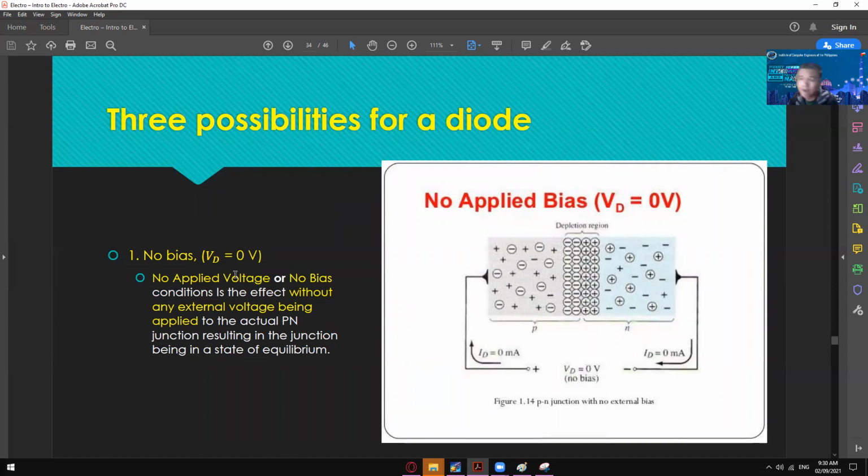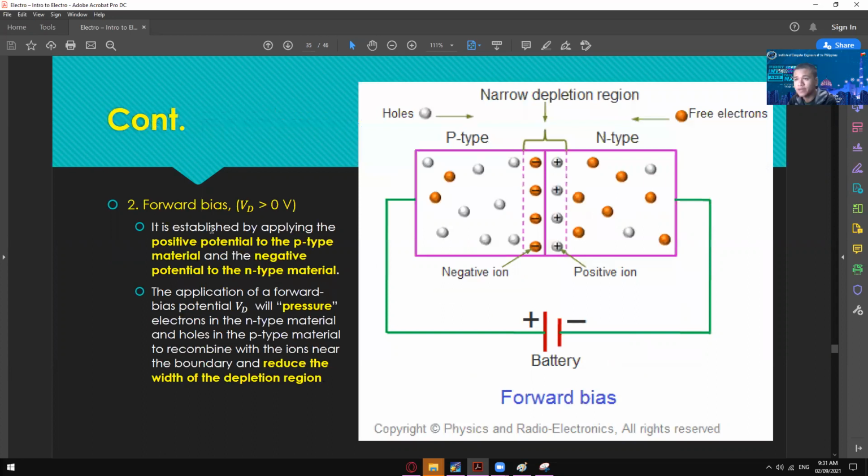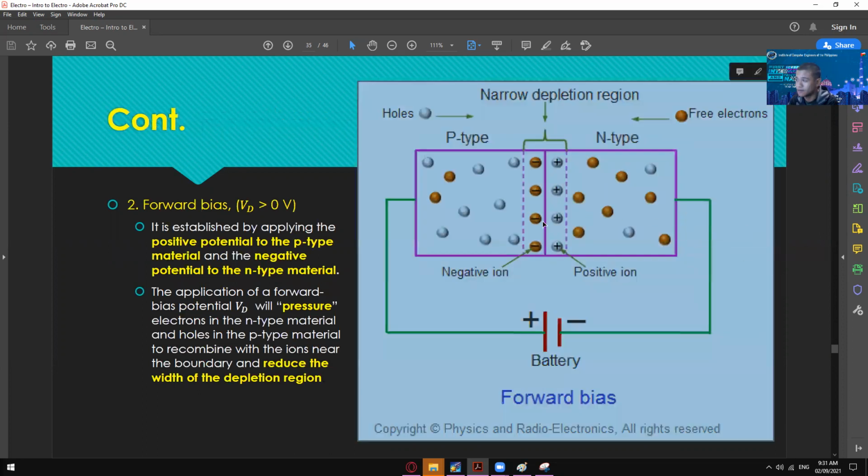All right, so we have three possibilities for a diode. First, the no bias. No bias means we didn't apply any voltage on it. Of course, if we're not going to apply any voltage, then nothing will happen. As you guys can see, we have a current of 0, and a 0 volt flow of voltage in here. Simple as that. And then we have the forward bias. It's very straightforward: when we say forward bias, we are now applying voltage on this diode of ours.